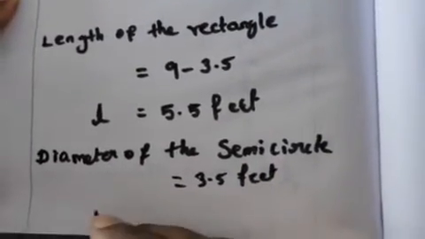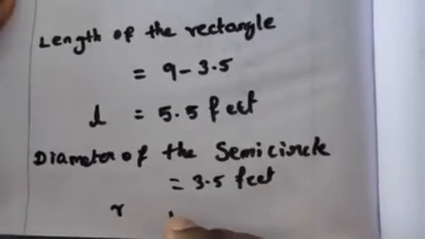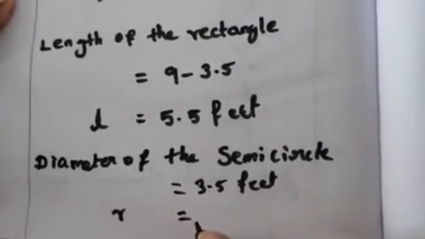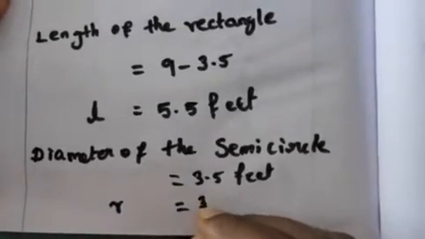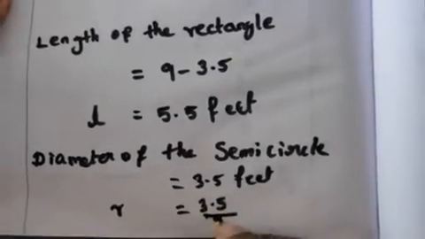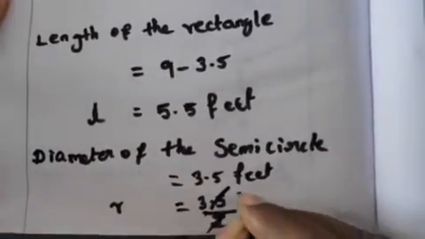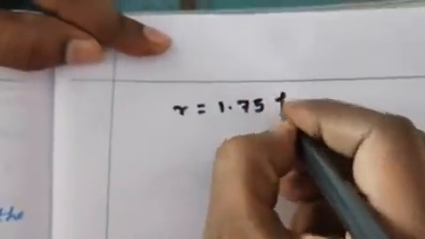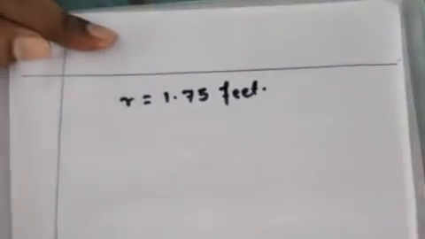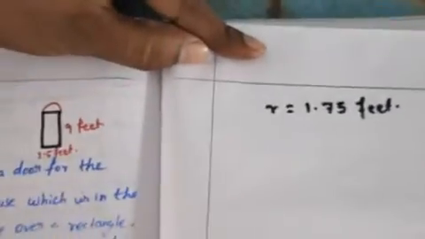We need the radius. Radius r is equal to diameter divided by 2. Therefore 3.5 divided by 2 gives 1.75. Therefore the radius of the semicircle, r, is equal to 1.75 feet. Now for the rectangle, we have the required things, length and width, to find the area. Likewise for the semicircle, we have the radius needed to find the area.